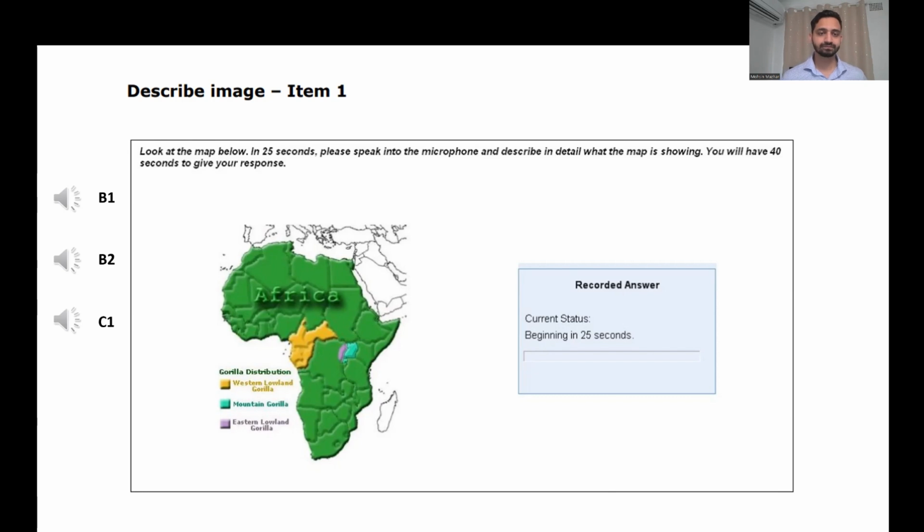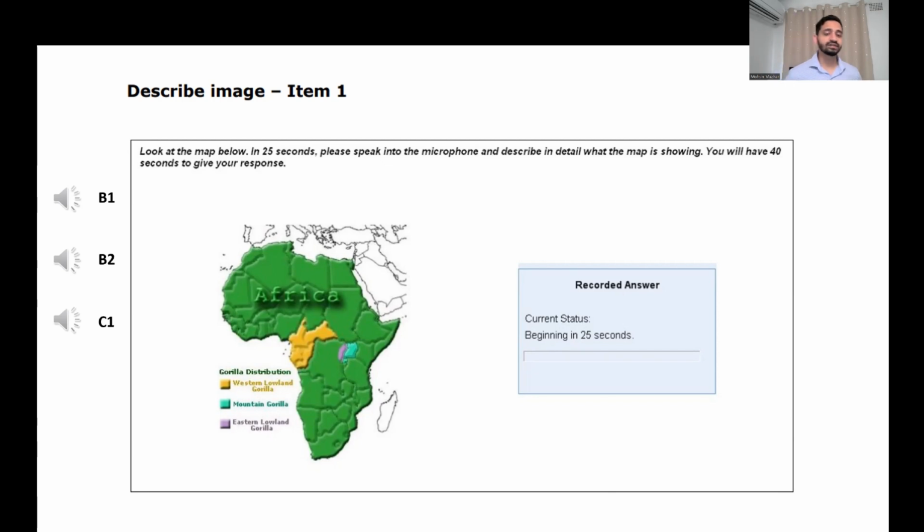This is a map about Africa, and it shows the gorilla distribution in the map. And there are three groups of gorillas. One called Western Lowland Gorilla. The second is the Eastern Lowland Gorilla, and the last one is Mountain Gorilla. And the Western Lowland Gorilla is the largest group.